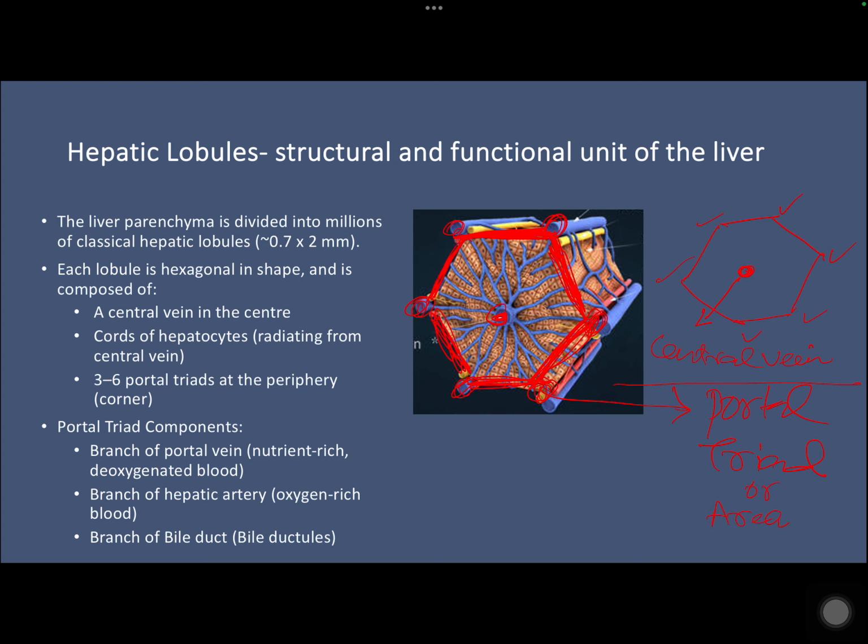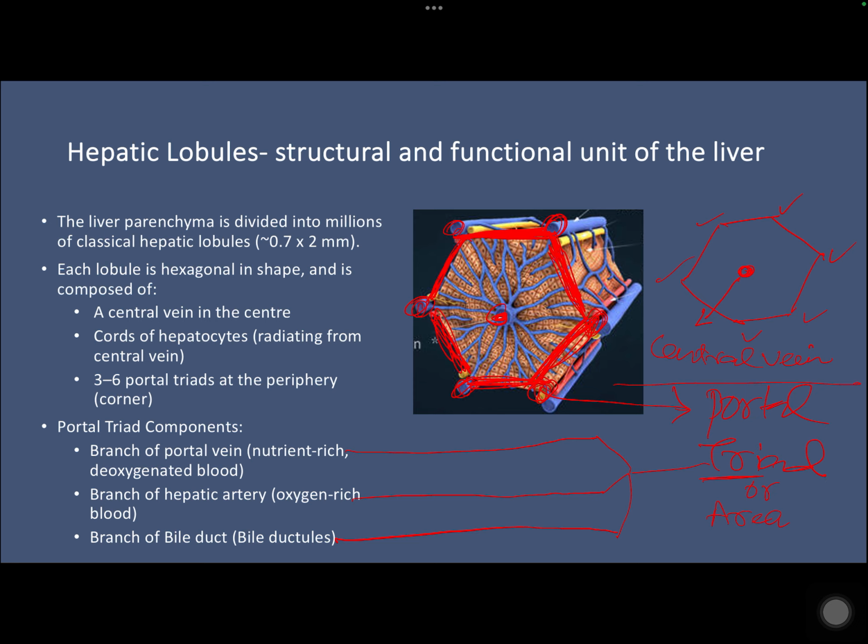The portal triad, tri means 3. The portal triad or portal area consists of 3 structures. Number 1, a branch of the portal vein which carries deoxygenated but nutrient rich blood. Number 2, a branch of the hepatic artery which carries oxygenated blood. And then we have a branch of the bile duct known as bile ductules through which the bile flows.